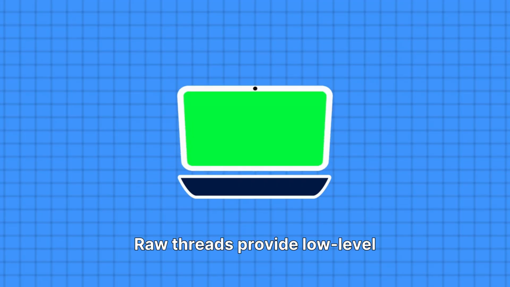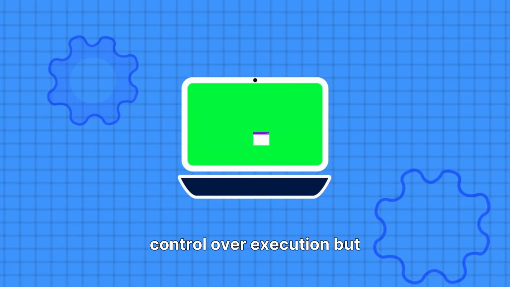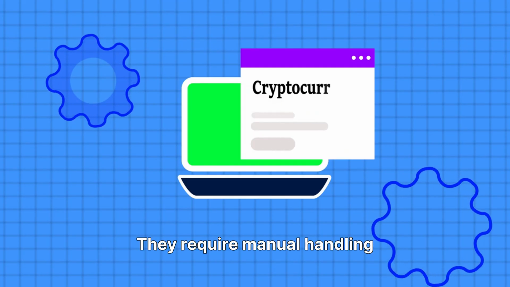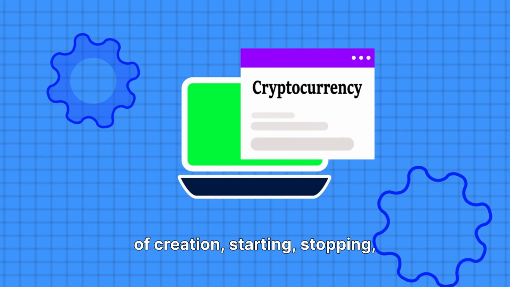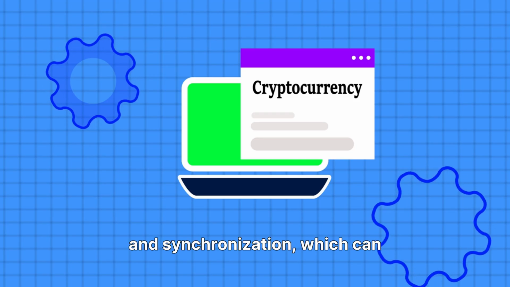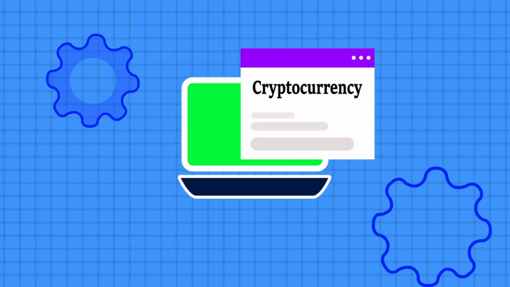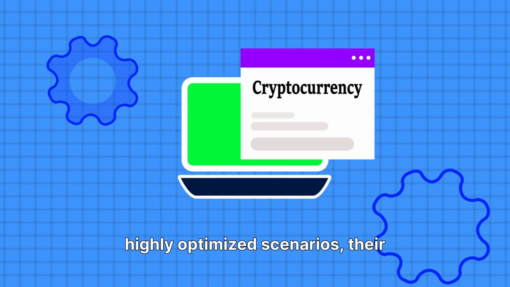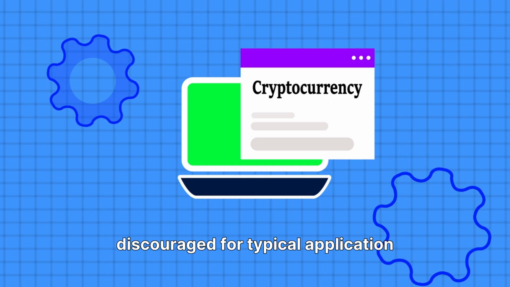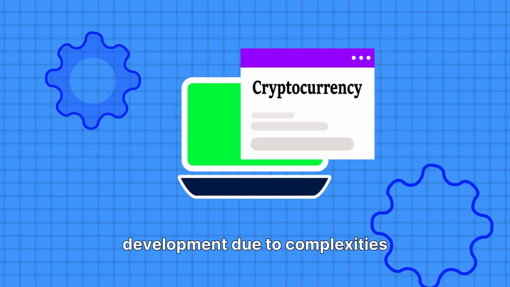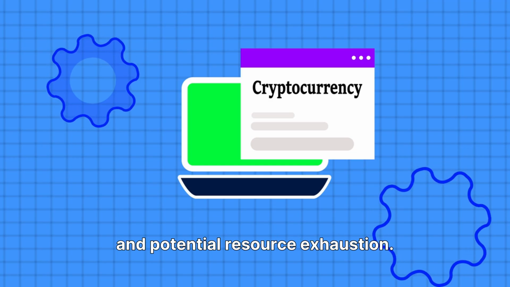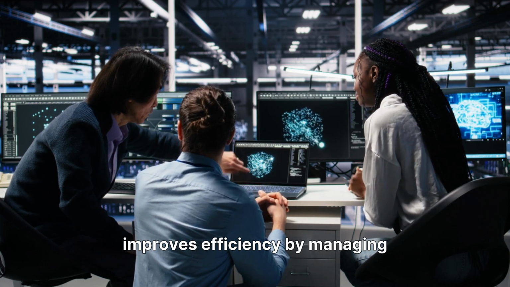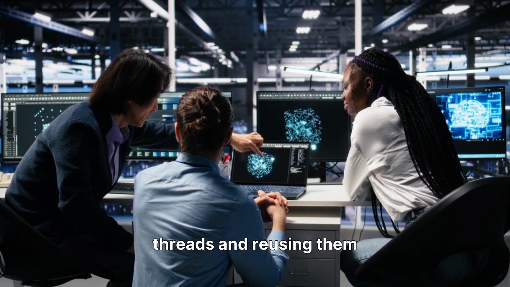Raw threads provide low-level control over execution but come with significant management overhead. They require manual handling of creation, starting, stopping, and synchronization, which can be error-prone and resource-intensive. While powerful for specific, highly optimized scenarios, their direct use is generally discouraged for typical application development due to complexities and potential resource exhaustion.